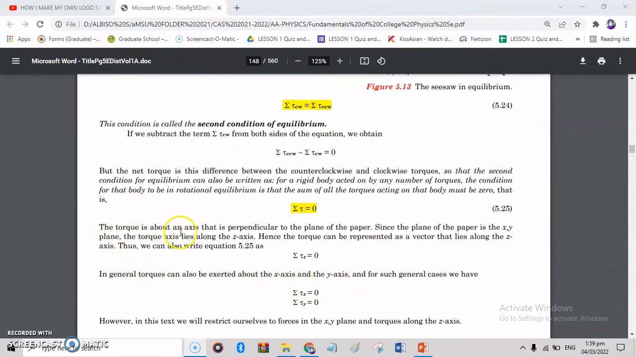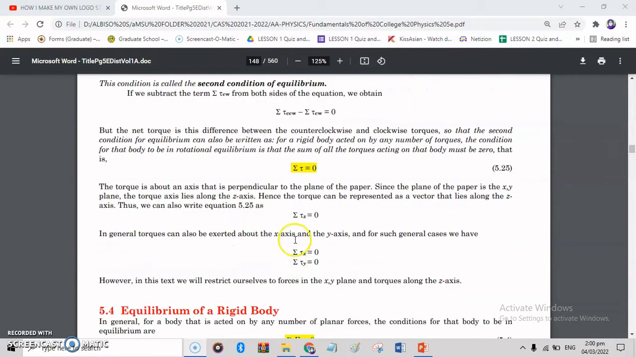So, since the torque is about an axis that is perpendicular to the plane of the paper, and since the plane of the paper is the x and y plane only, the torque axis lies along the z-axis. Hence, the torque can be represented as a vector that lies along the z-axis. Thus, we can also write equation 5.25 like this.